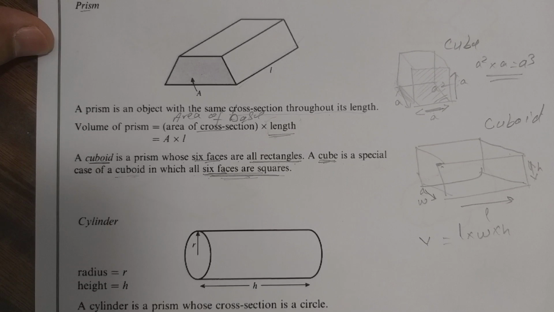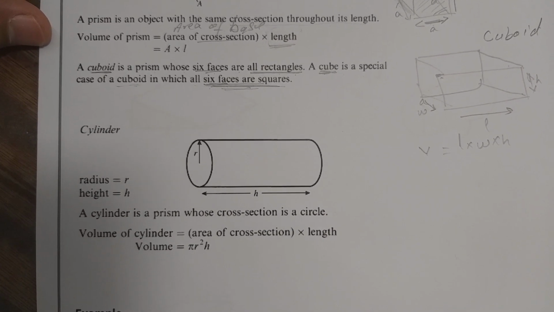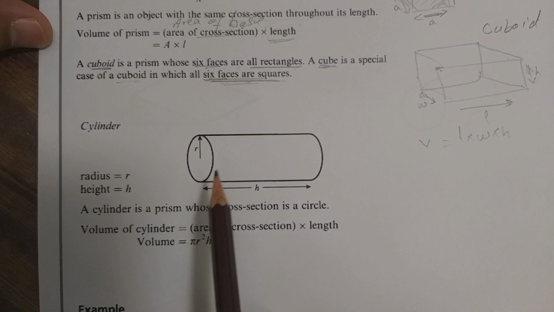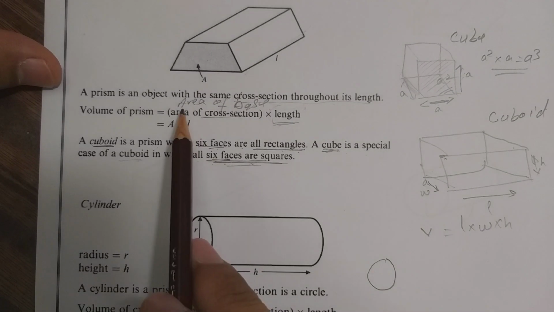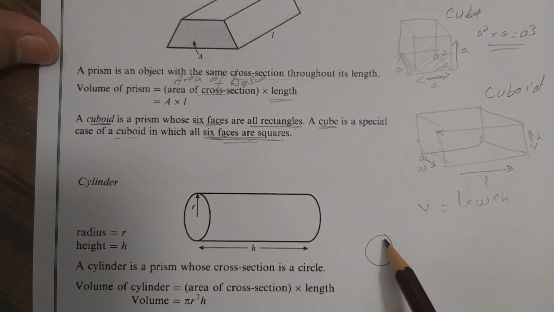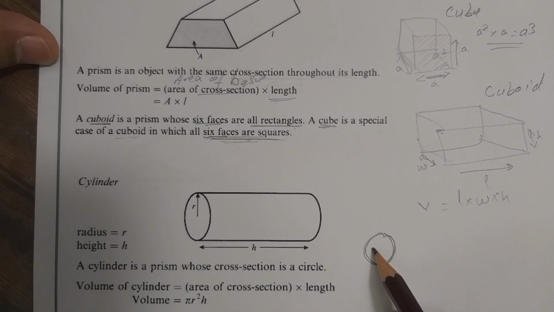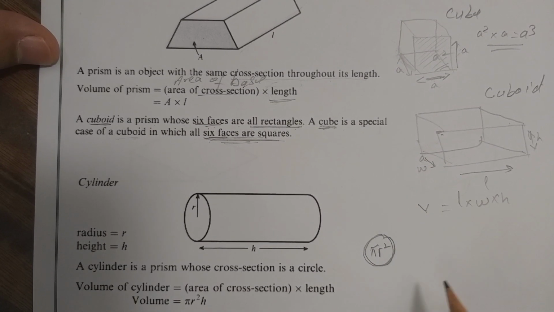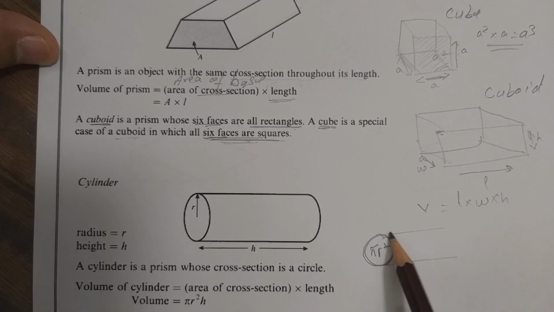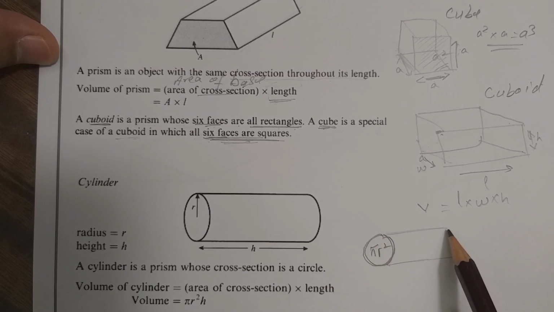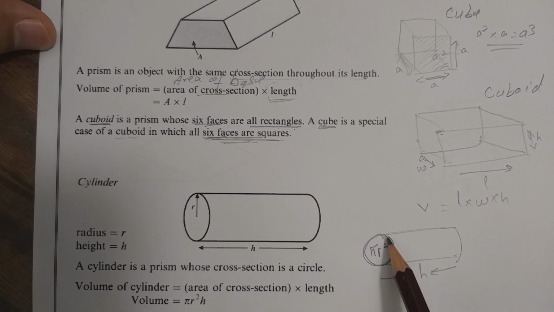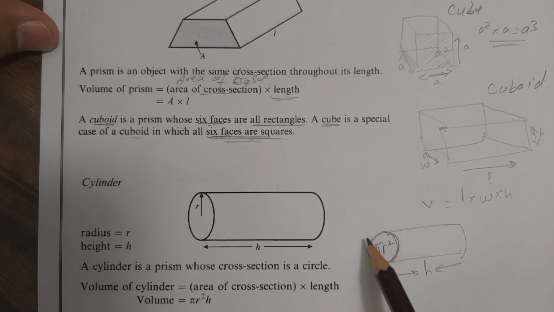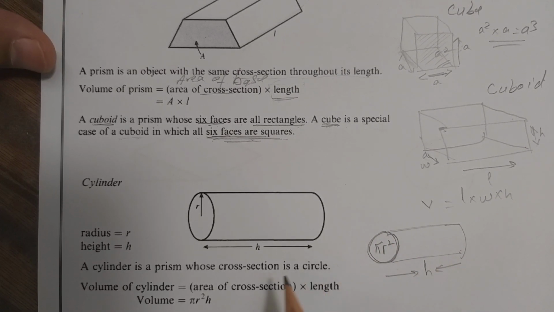Okay, now here we are given a cylinder. In this cylinder we talk about the area of the base. This is a circle, and we know the area of a circle is what? Pi r squared. But if I extend this cylinder, this is the length, or we can say this is the height of this cylinder. So the area of the base, or area of cross section, multiplied by its length, you will find the volume of the cylinder.